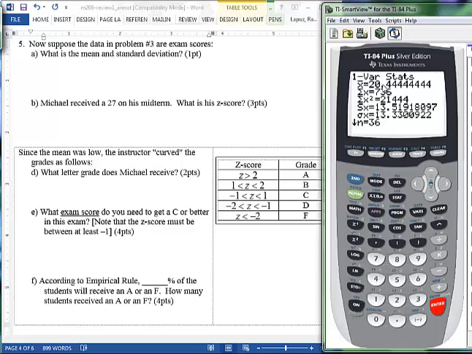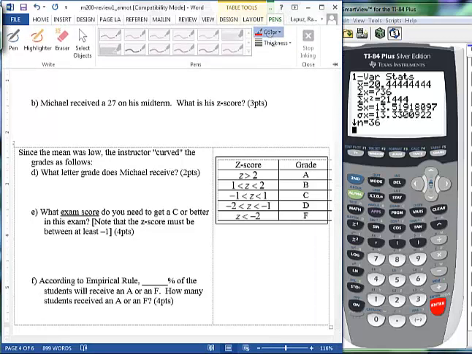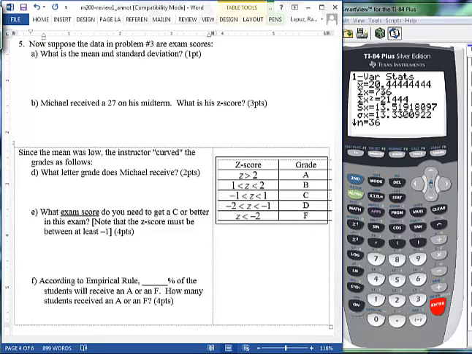deviation. So the round off rule says that we should report our statistics, our mean and standard deviation, 1 decimal place past the original data. So I would say your x bar is going to be 20.4 and your s is going to be the Sx here, which is 13.5.